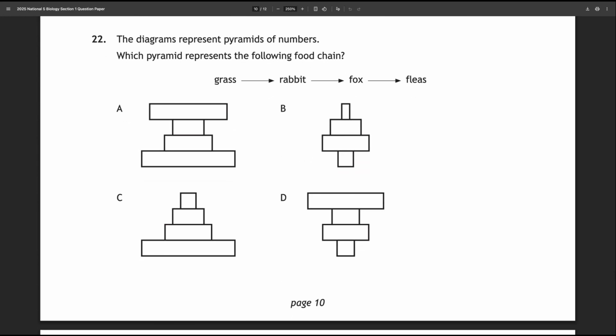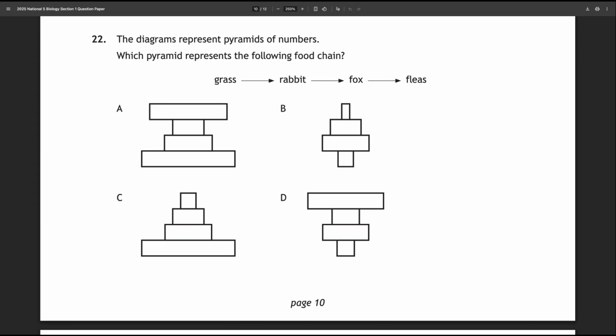22, we've got some pyramids of numbers. Which pyramid represents the following food chain? So grass. In terms of numbers, there's going to be a lot of grass, isn't there? We will have loads and loads of grass, so that's going to be nice and wide at the bottom. The number of rabbits feeding on that grass is going to be a little bit less. The number of foxes feeding on those rabbits is going to be a little bit less again. And the number of fleas that are living on the fox.